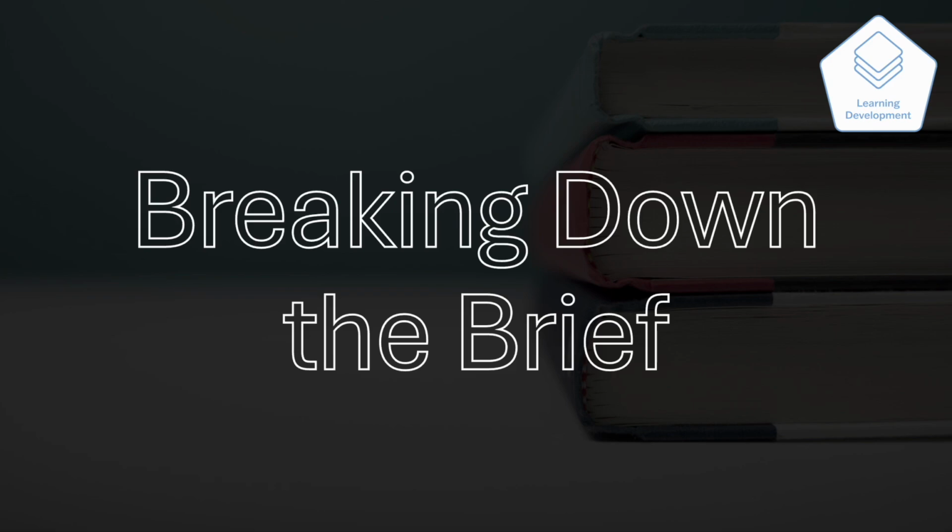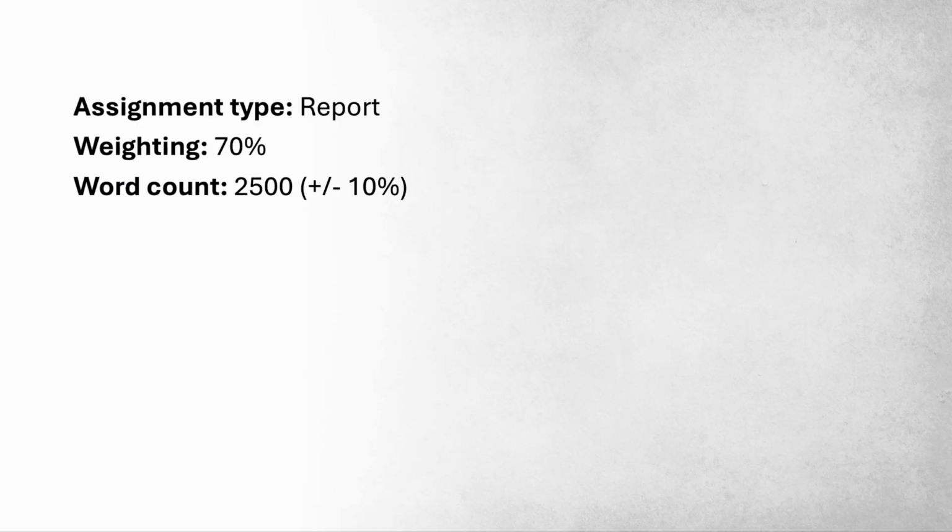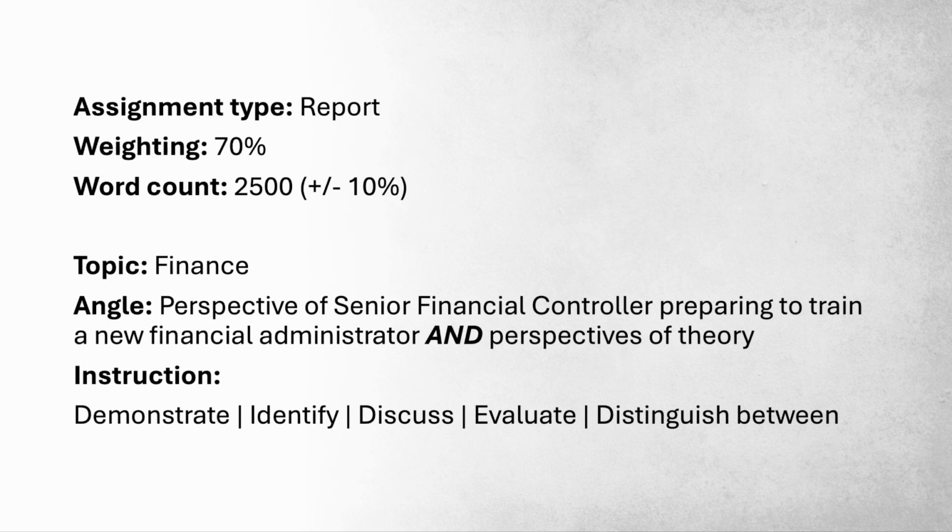Breaking down the brief. Your assignment type this time around is a report and the weighting is 70%, so you've got another component to this module. Your word count is 2,500 plus or minus 10%. The overarching big umbrella topic of this assignment is finance. The angle that you're looking at this from is the perspective of a senior financial controller preparing to train a new financial administrator. And obviously, you're looking at it through the perspectives of theory.